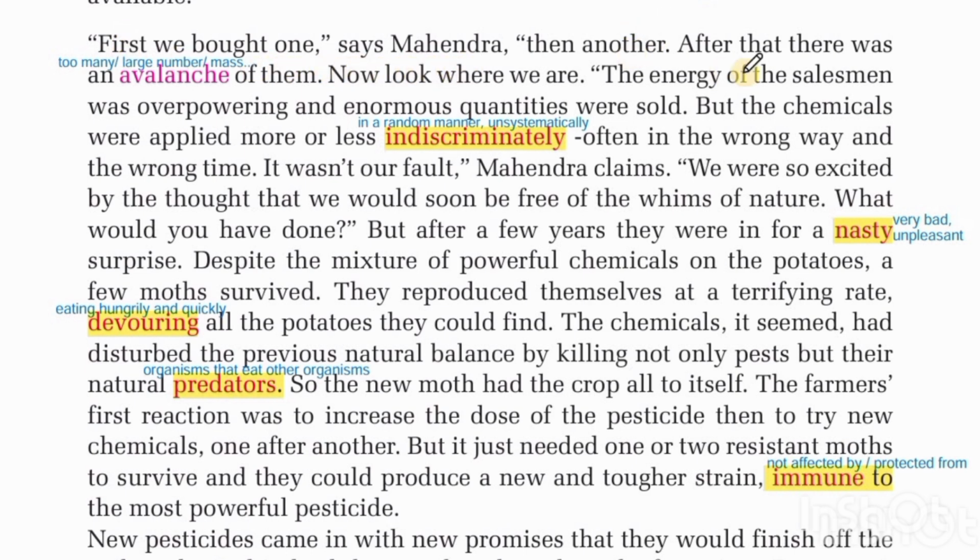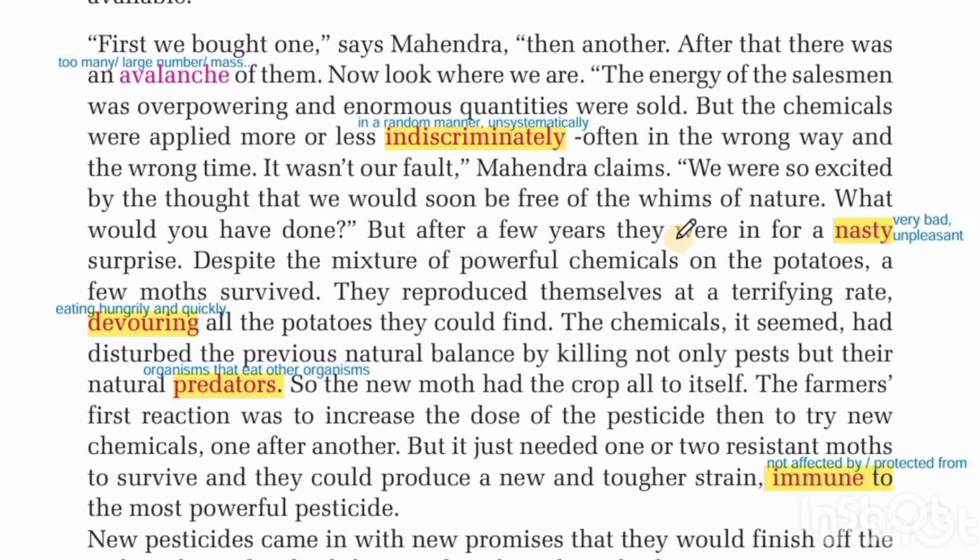Then another. After that there was an avalanche of them. Now look where we are. The energy of the salesman was overpowering and enormous quantities were sold. But the chemicals were applied more or less indiscriminately, often in the wrong way and the wrong time. It wasn't our fault, Mahendra claims. We were so excited by the thought that we would soon be free of the whims of nature. What would you have done?